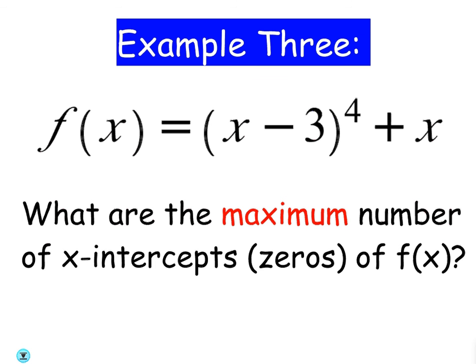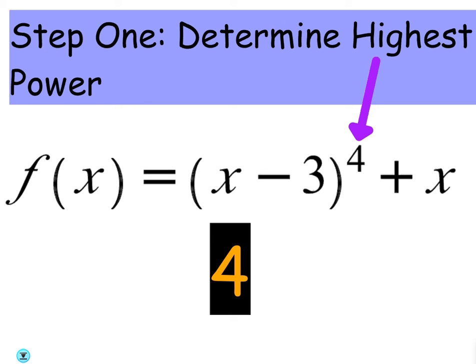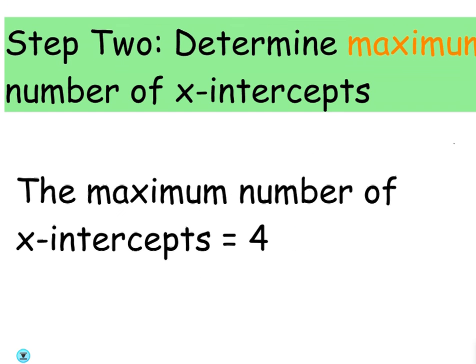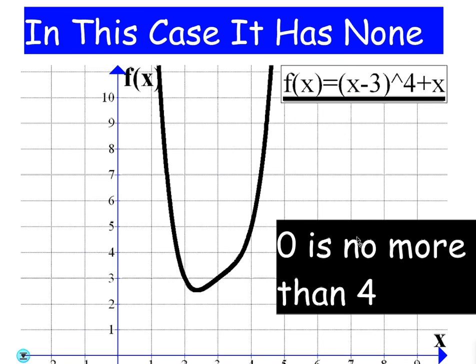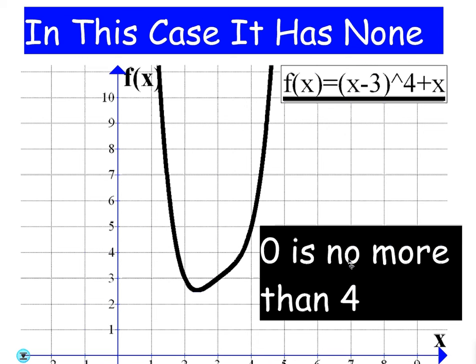Okay, what's the highest power for this one? 4. So even though it's a binomial to the 4th, it doesn't matter. The biggest power is still 4. So that means the highest number of times it can touch is 4 times. Let's take a look at the graph of this one and we'll be done. This one actually only touches twice. But again, it does not violate the rule which states it can't touch more than 4 times.